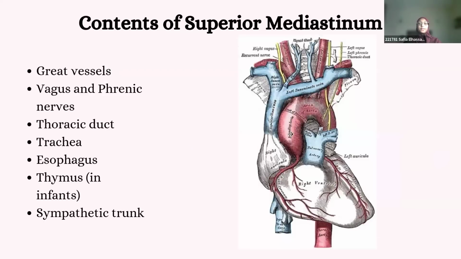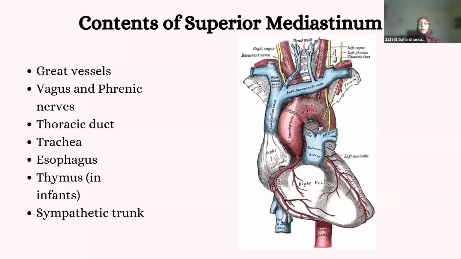So the superior mediastinum has the great vessels, which include the arch of the aorta, the pulmonary trunk, the pulmonary vessels, as well as the superior vena cava and the veins that make it up. You would also see the vagus and the phrenic nerves. You would see the thoracic duct, the trachea, and directly behind the trachea, you would see the esophagus.